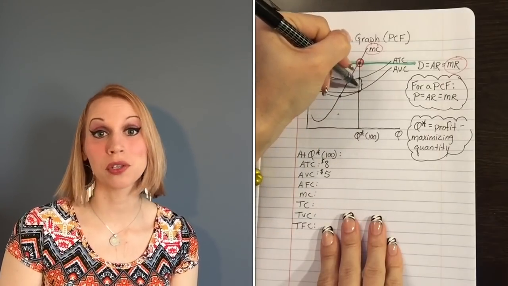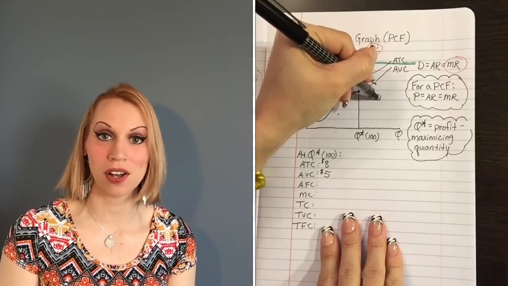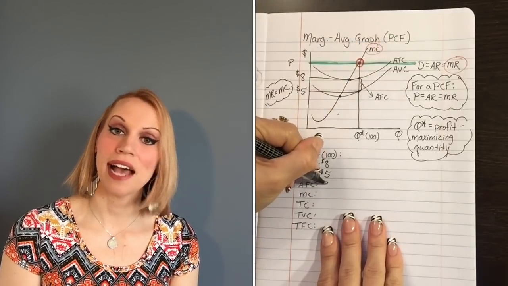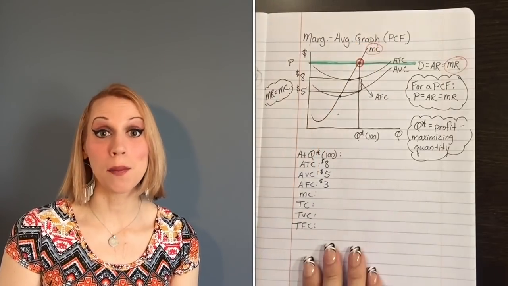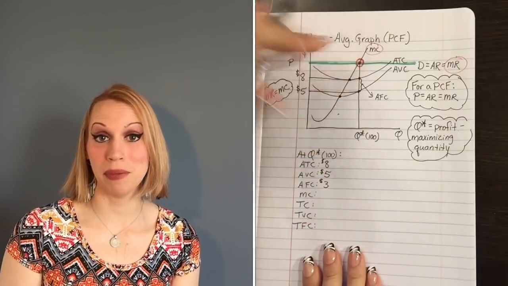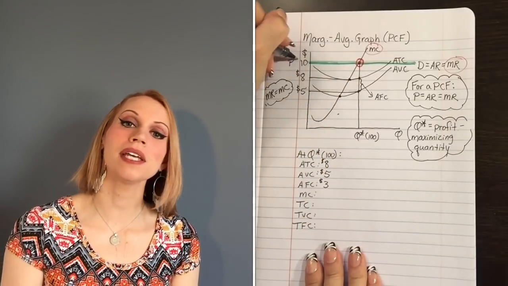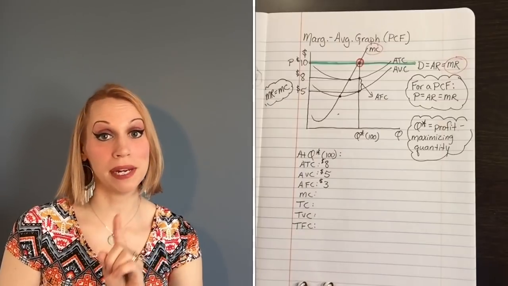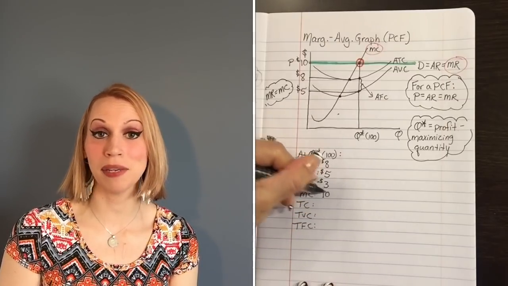That gap is worth $3, so our average fixed cost is worth $3. Now let's find our marginal cost. Our marginal cost is going to be our great big Nike check. So let's go up until we hit our great big Nike check, and when we read the dollar value off right there, that's going to be $10.